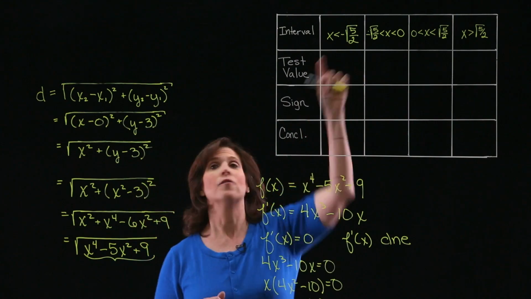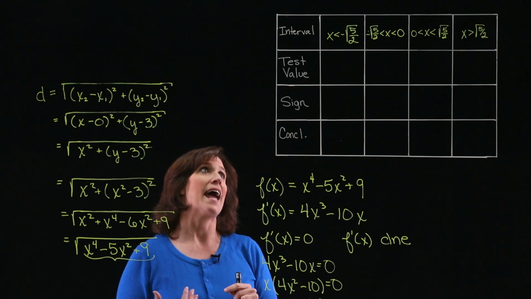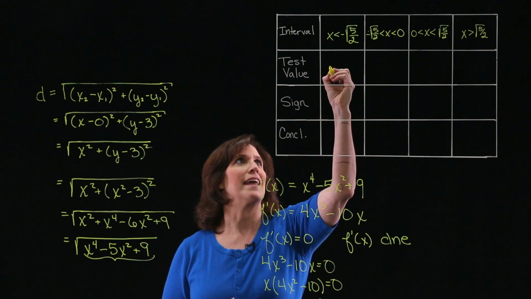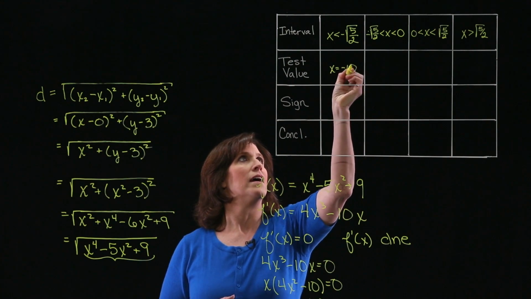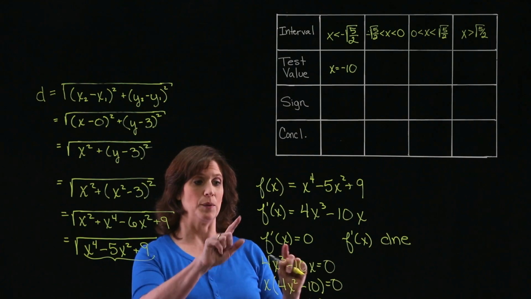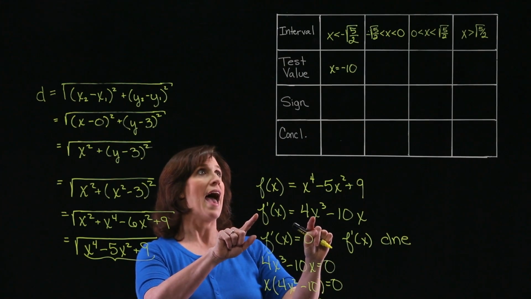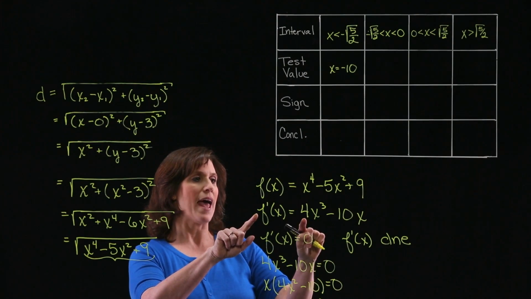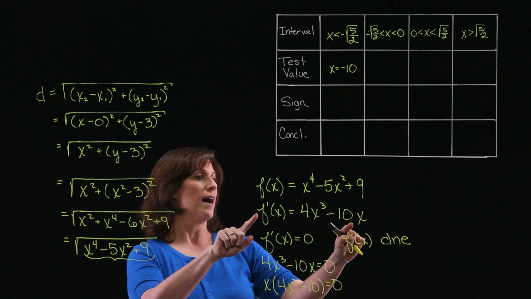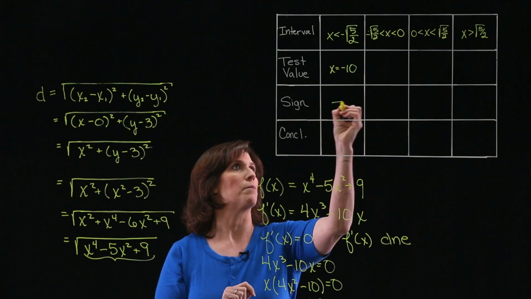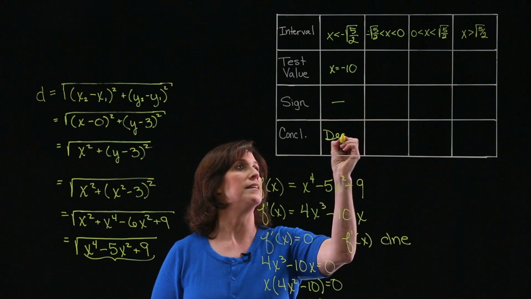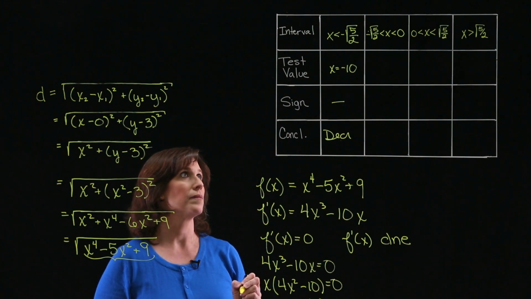So let's start with the interval, any value of x that is less than negative root 5/2. Pick something really easy. Maybe x equals negative 10. Remember what we're going to do: plug that into the derivative to see what the sign is. Here's my derivative, and if I plug in negative 10, I end up with negative 4,000 plus 100. That's definitely a negative number, so my function is decreasing on that interval.